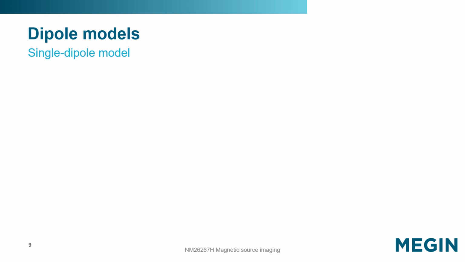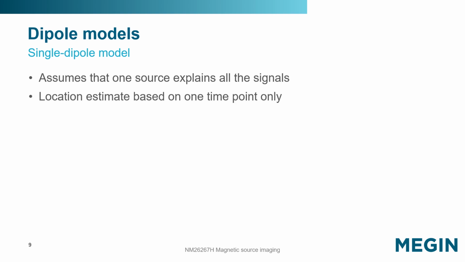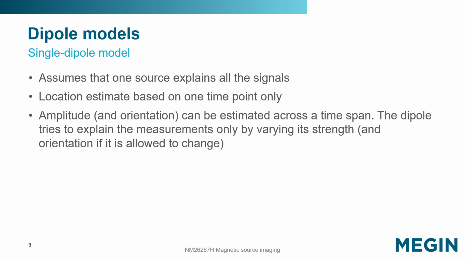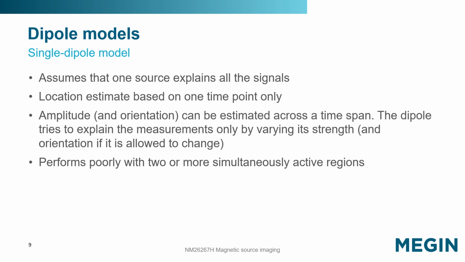Let's have a look at a single dipole model. A single dipole model is often applied as the first source imaging approach. It assumes that just one source can explain all of the signals measured. The location of the dipole is based on one point in time. Given this constraint, the amplitude and orientation of the dipole can be estimated across a time span. The dipole tries to explain the measurements by only varying the strength and optionally also the orientation if it is allowed to change. The single dipole model does not perform well if there are two or more simultaneously active regions.